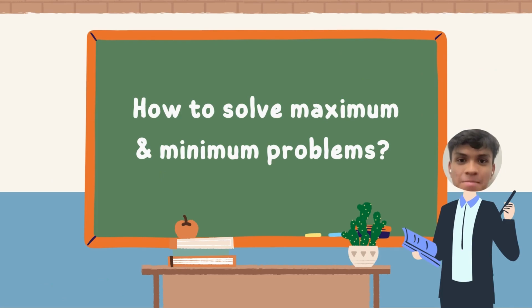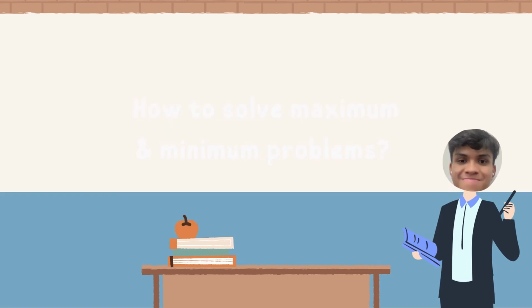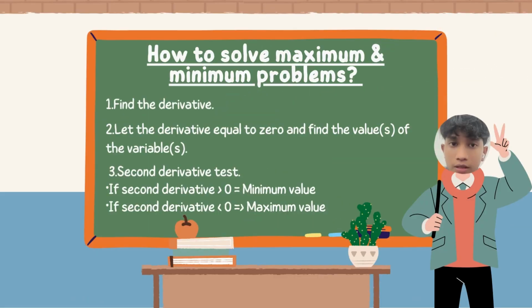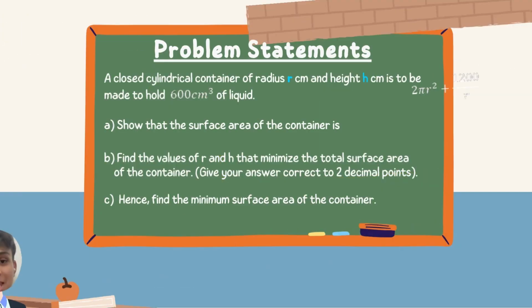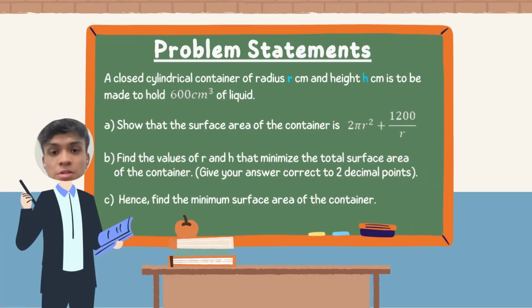Well done, Shahmizan. Next, how do we solve maximum and minimum problems? Can you explain this for me, Iskandar? I can, sir. First, we have to find the derivative. Next, we have to let the derivative equal to 0 and find the values of the variables. Finally, we have to do a second derivative test. If the second derivative is larger than 0, it is a minimum value. If the second derivative is less than 0, it is a maximum value. Thank you, Iskandar. Now, let's proceed on to the questions.